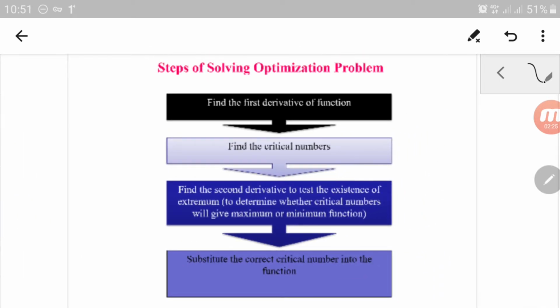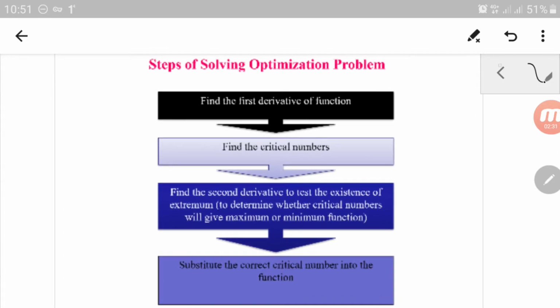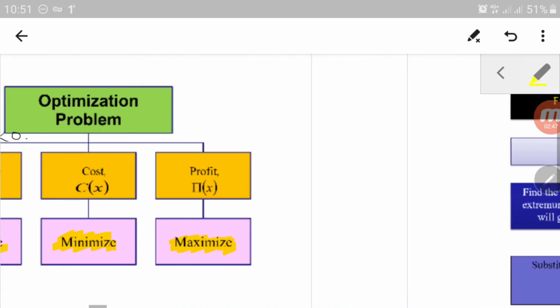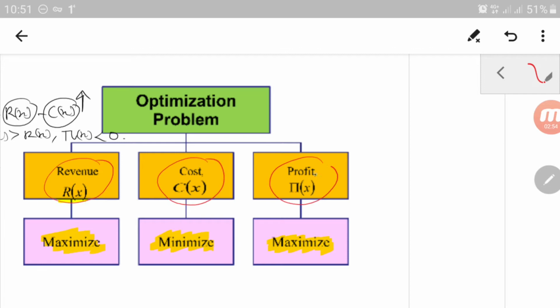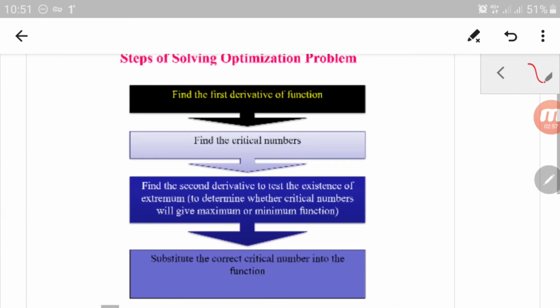Let's see the steps to solve optimization problem. First thing first, we find the first derivative of the function. From this slide, it means that whatever function we are dealing with, it's either revenue, cost or profit. It doesn't matter which one. And then next, we find the critical number, the quantity and the price involved.